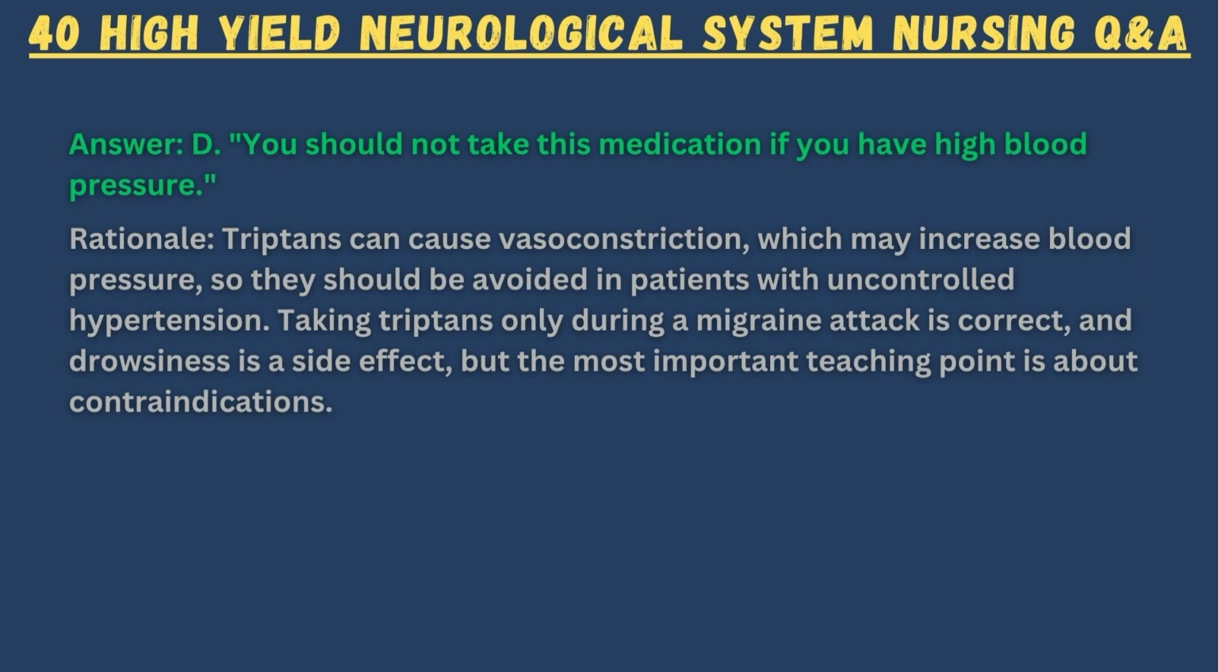Rationale: triptans can cause vasoconstriction, which may increase blood pressure, so they should be avoided in patients with uncontrolled hypertension. Taking triptans only during a migraine attack is correct, and drowsiness is a side effect. But the most important teaching point is about contraindications.